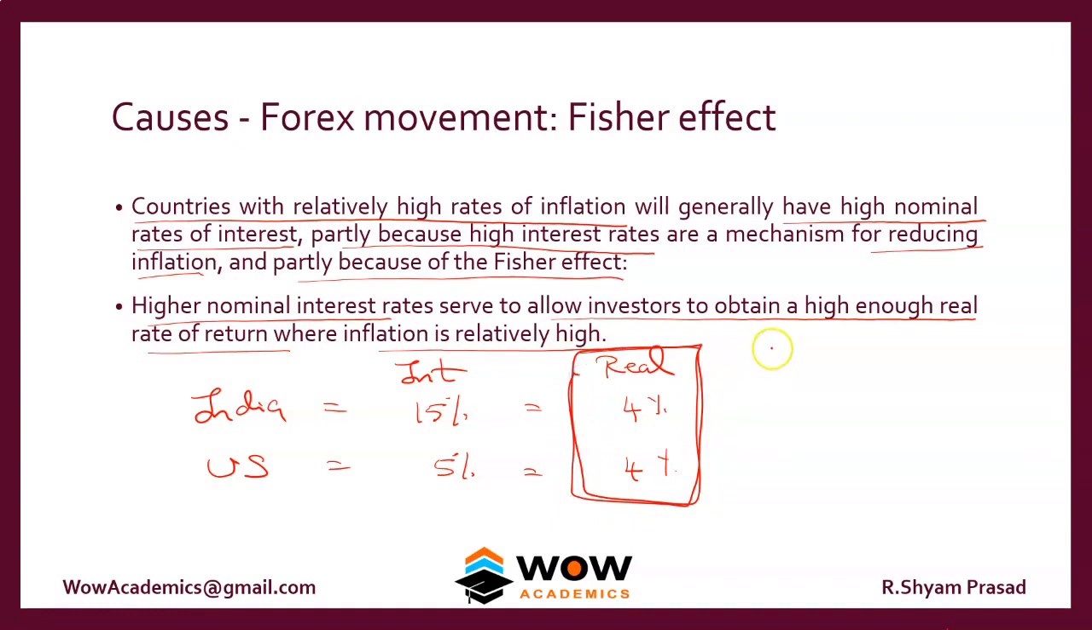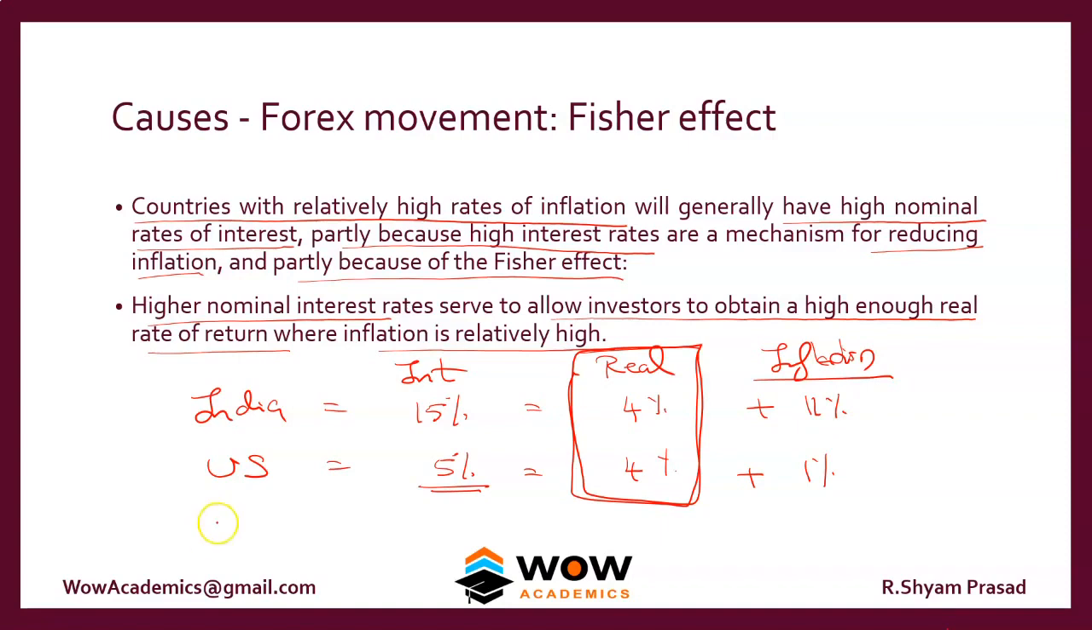Then there is a premium that has to be paid for the inflation. The inflation in the US is just 1%. So when you add both, 4 plus 1, you get the answer 5. But what about the inflation in India? The inflation in India is 11%. So that's why we get 15.